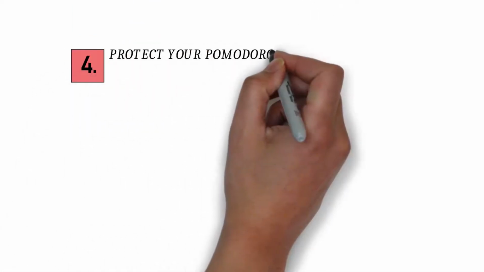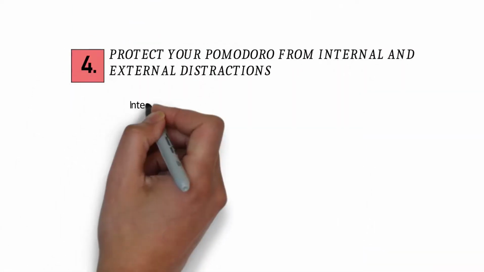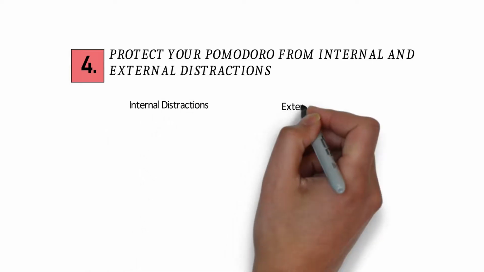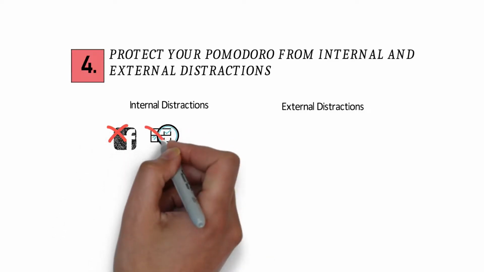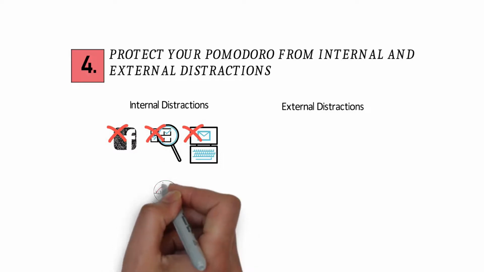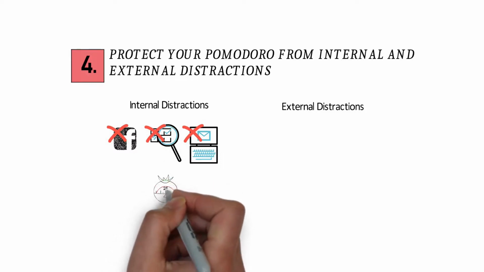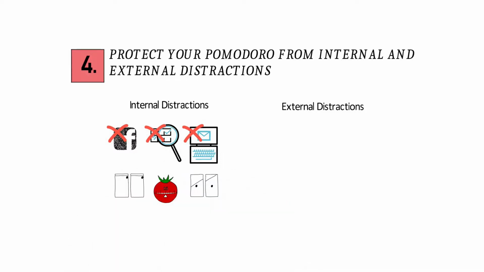Step 4. Protect your Pomodoro from internal and external distractions. What does that mean? Once you have set your timer and you have started working, no more Facebook, no browsing, no checking emails, and no looking at the timer again and again. It will ring when the time is up. Your task is to keep working with full focus for 25 minutes on that particular Pomodoro.